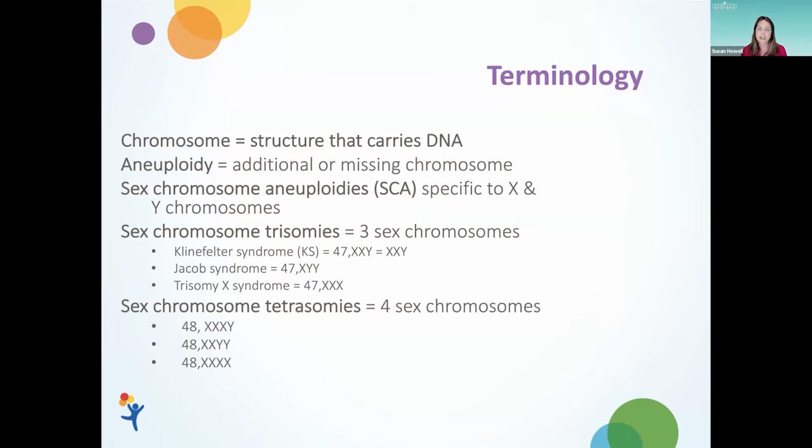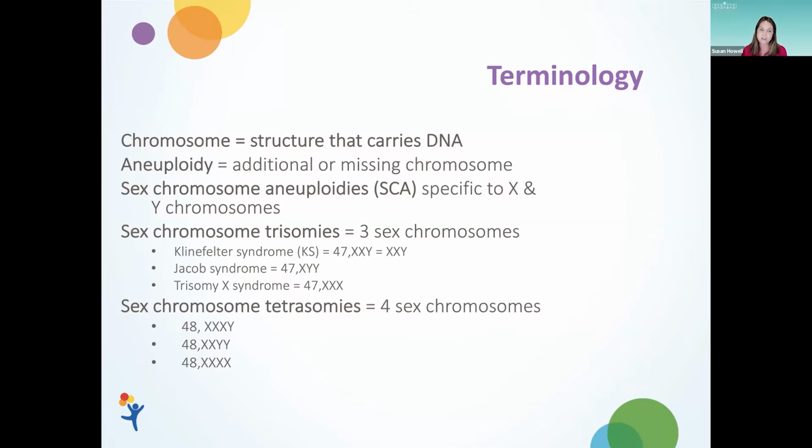When we use the term aneuploidy, we're talking about additional or missing chromosomes that can be present in the cells of the body. When we use the phrase sex chromosome aneuploidies, or SCA as an abbreviation, we're talking about specific X and Y chromosomes that are additional or missing in the cells. The term sex chromosome trisomies refers to conditions in which there are 3 sex chromosomes.